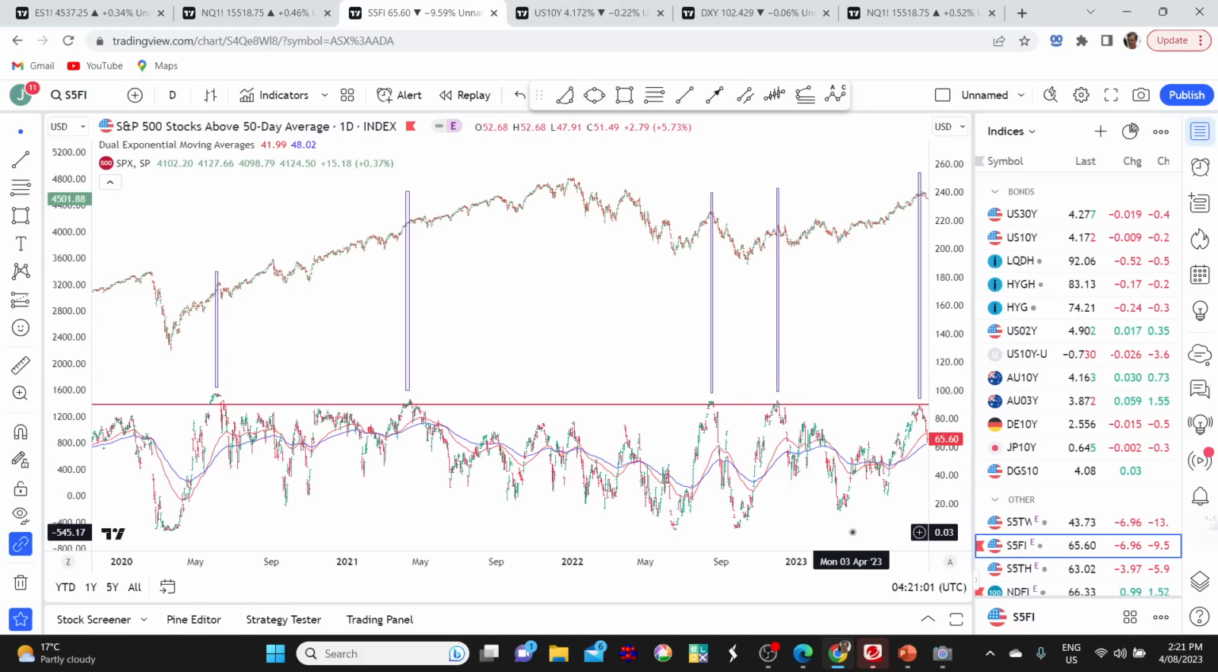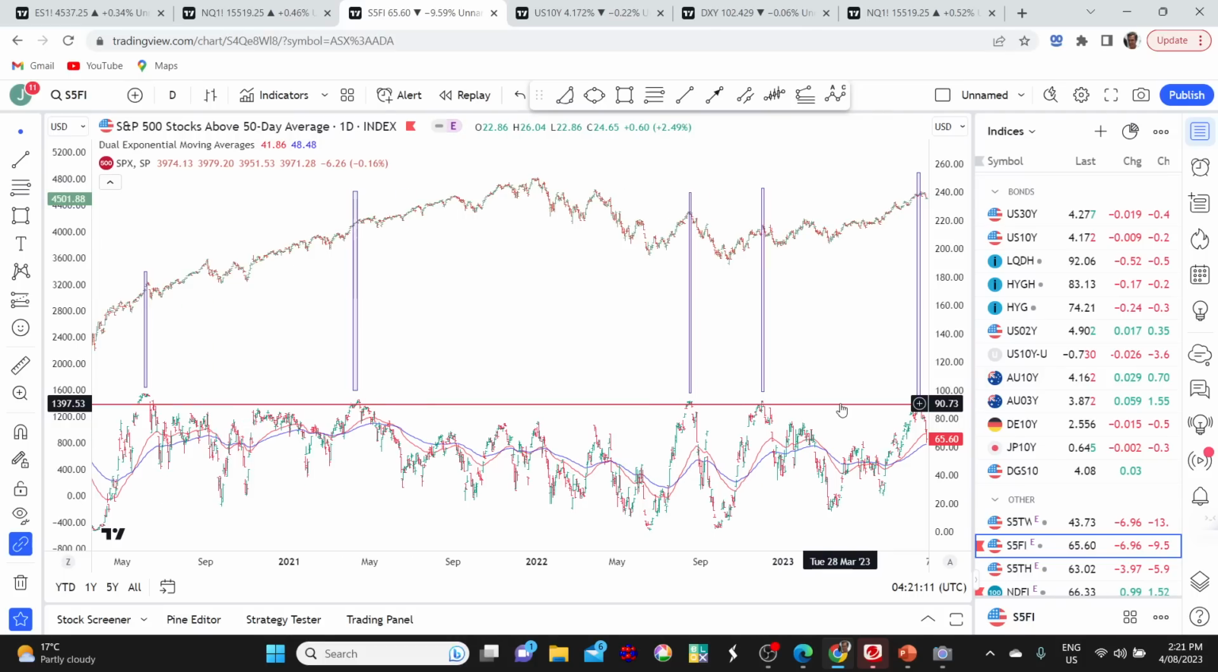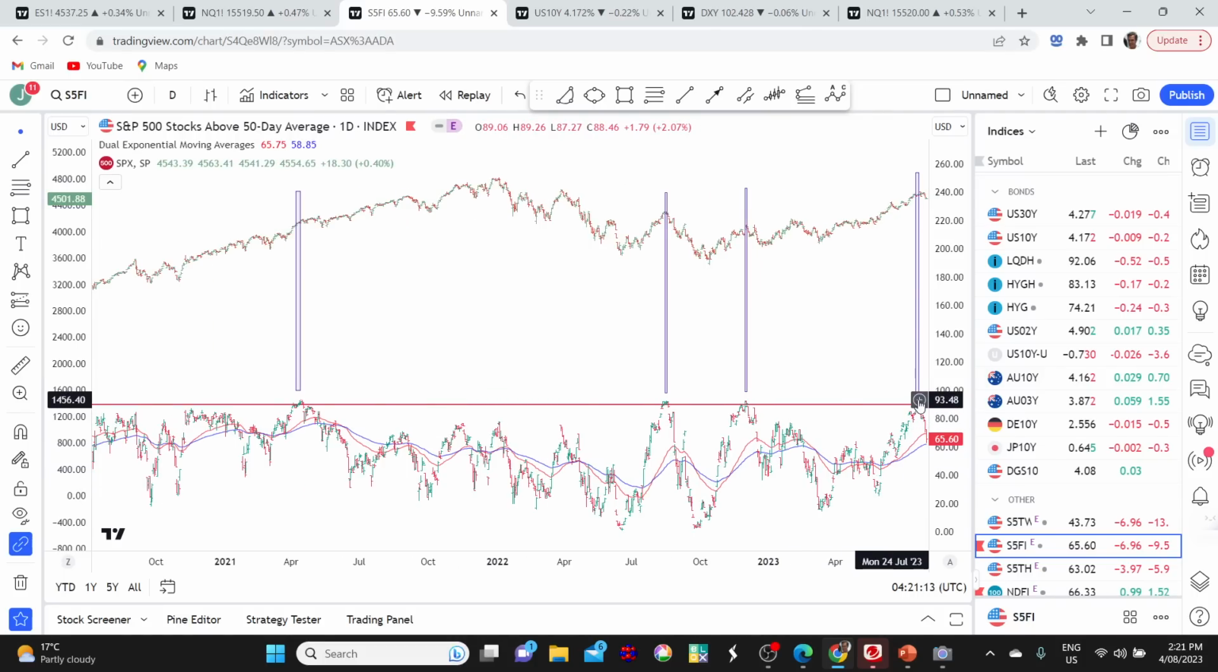So how this works. This red line above marks the 90% mark. That's when 90% of stocks are above their moving average. And we recently got to there. Well, we actually was just shy of there. It was 89.4% or something like that. So I would say effectively 90% of stocks were above their 50-day moving average.